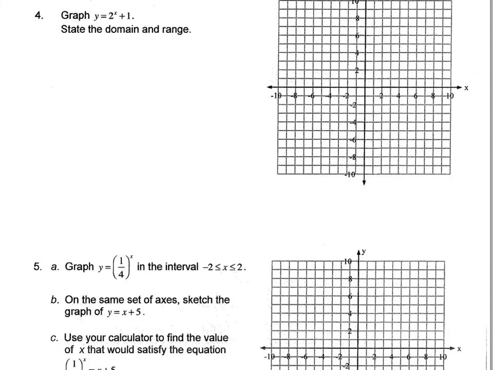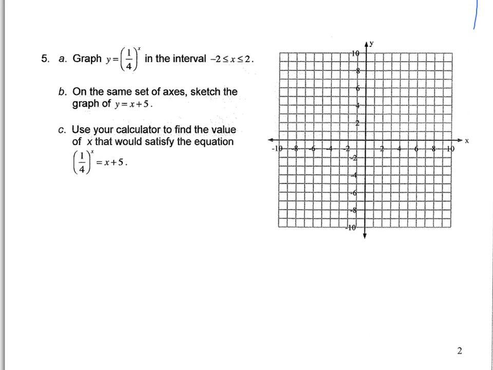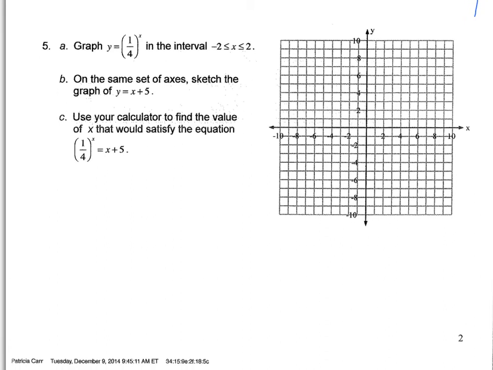So an exponential curve. All right, we're going to skip number 4, and we're going to go down to number 5. In number 5, they want you to graph y equals 1/4 raised to the x in the interval from -2 to +2. So again, no arrows. And on the same set of axes, they want me to sketch the graph of y equals x plus 5. All right, I want you to pause the video. I want you to do part A and B and then come back and see yours versus mine.